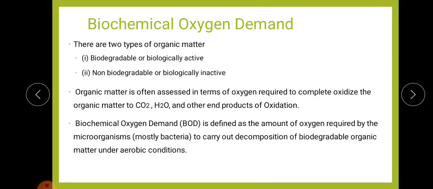Biochemical oxygen demand is defined as the amount of oxygen required by the microorganisms to carry out decomposition of biodegradable organic matter under aerobic condition. That is, BOD is the amount of oxygen required for the decomposition of biodegradable organic matter. So the amount of oxygen required for this process is known as BOD.